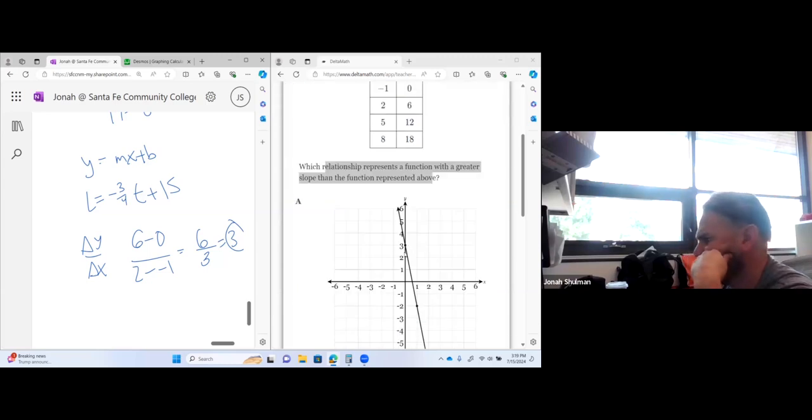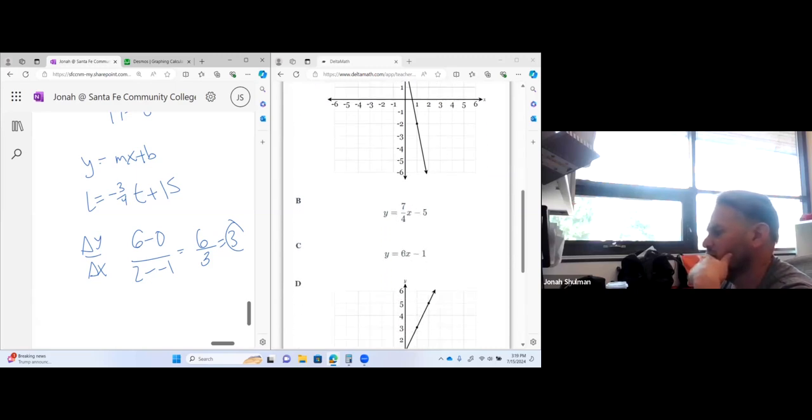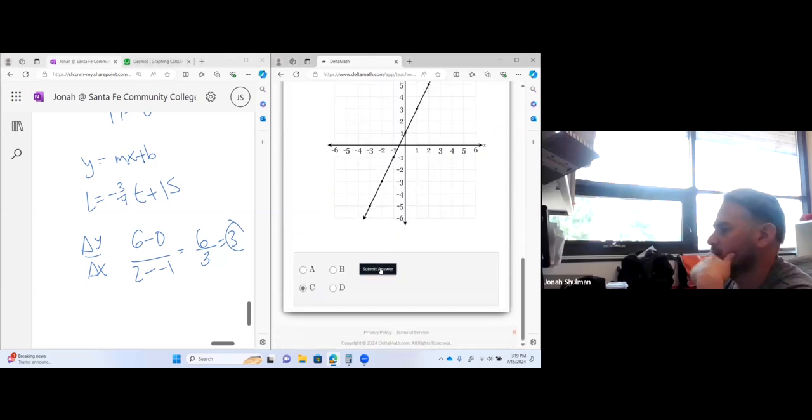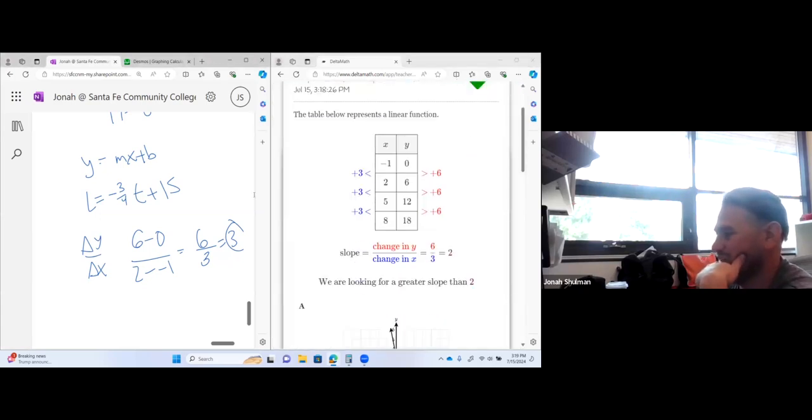What is this slope? This is 1, 2, 3, 4. This is a negative, though. They want a greater one. This would be greater, but it's negative. This is 1, 2, 3, 4. This is 5. So A is negative 5. 7/4 is not bigger than 3. 6. This one's bigger than 3, so it's C. Ta-da! The slope is, oh, 6 over 3 is only 2. My bad. Had a moment. Good thing we still got the right answer.